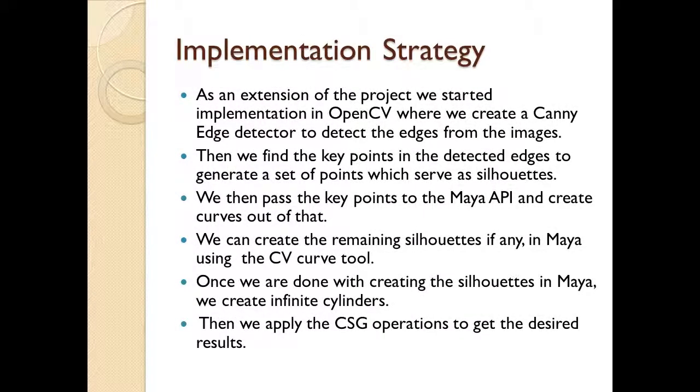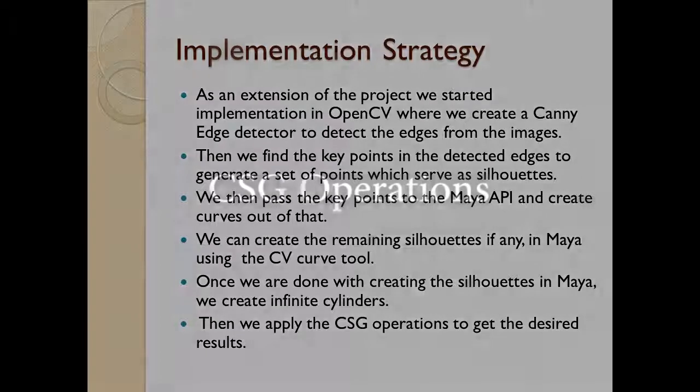This is how we implement it. As an extension to the project, we start off by creating a Canny edge detector where we perform the edge detection. We then look for key points in this edge detected image, which then become the vertices of the silhouettes. We then pass these vertices to the Maya API that creates the silhouettes from it in Maya. Then we may modify the silhouettes in Maya and create infinite silhouette cylinders. Then at last we perform the necessary CSG operations to get the final 3D model.